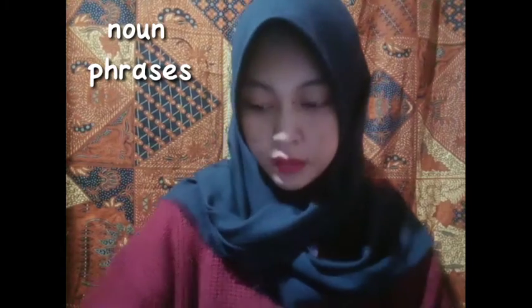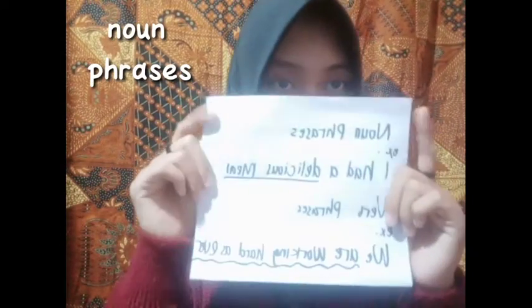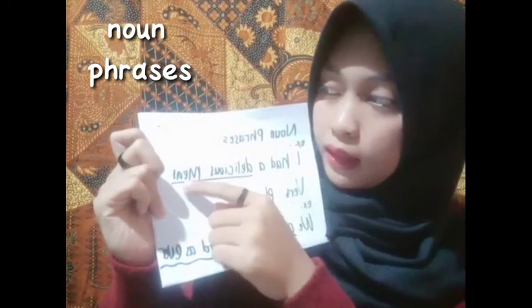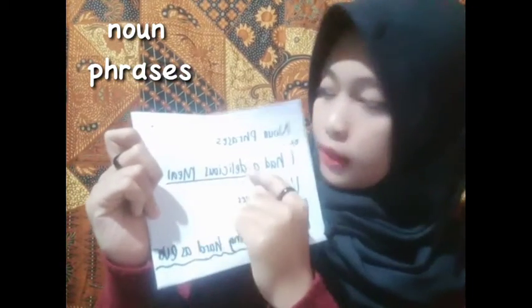Noun phrase. A noun phrase consists of a noun and all its modifiers. For example, a noun phrase is: I had a delicious meal. The underline is the noun phrase.